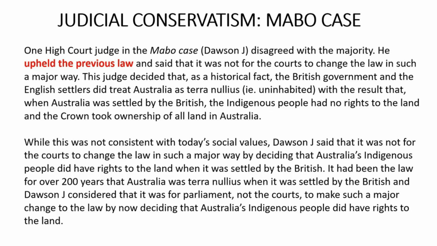The issue with this is that, unlike Parliament, judges are not accountable to the Australian people when they make law. They can't be removed from office if they make a law that the majority of people disagree with. And the social and political values of judges do not necessarily represent the social and political values of the majority of the people in Australia. Justice Dawson was very conscious of this, which is why he thought it should be left to Parliament to make a law that recognised the rights of Australia's Indigenous people to land, if that's what Parliament wanted to do.